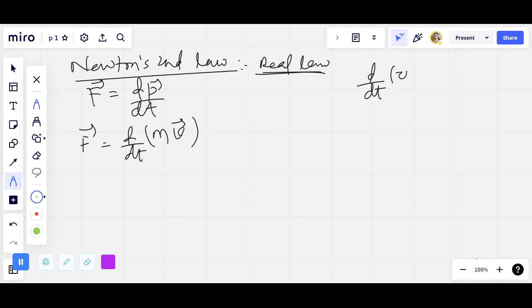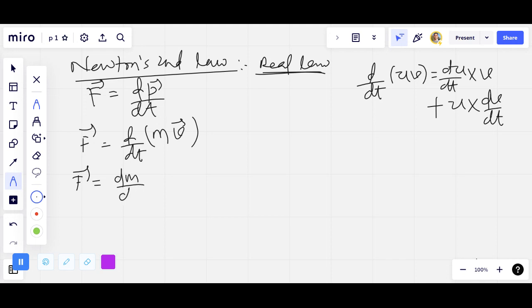Derivative of two different functions u into v, when they are multiplied, will be derivative of the first function with respect to time into the second function plus the first function into the derivative of the second function with respect to time. We should do it like this. So F is equal to d by dt of mv. So we can write F is equal to dm by dt into v plus m into dv by dt. So F is equal to this much.